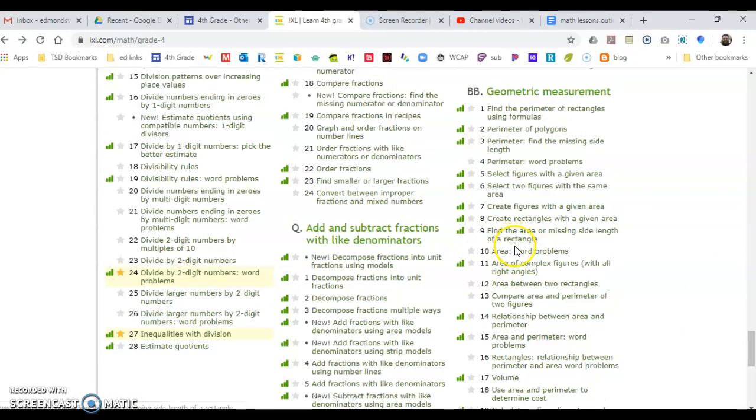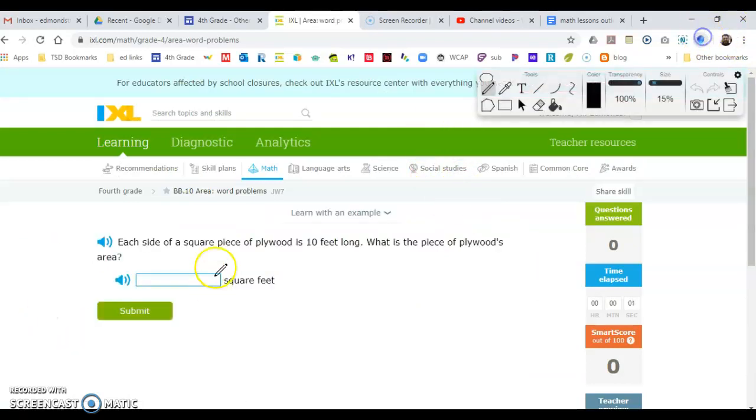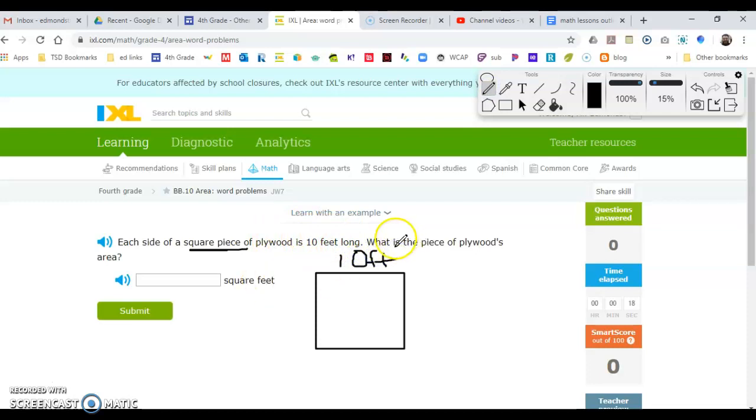But this time, they're all word problems. So you have to do a little more visualization here. Say, okay, I have a square piece of plywood. The first thing I would think is, if I have a notepad in front of me doing work, I would think square. Okay? And then it's 10 feet long. So I'm going to label one side 10 feet. And our job is to find the piece of plywood's area.